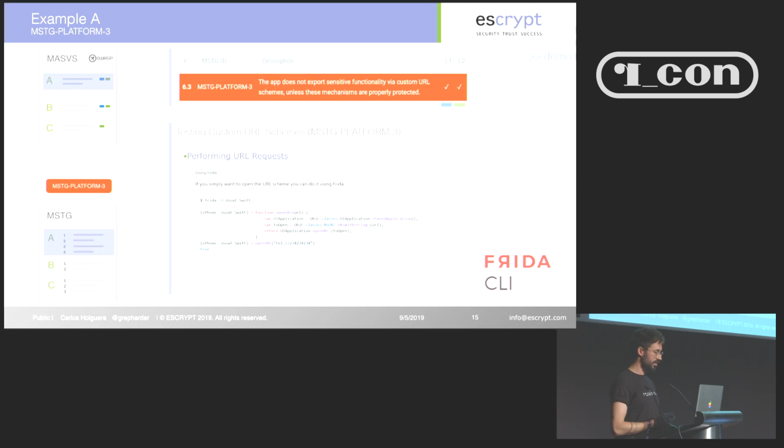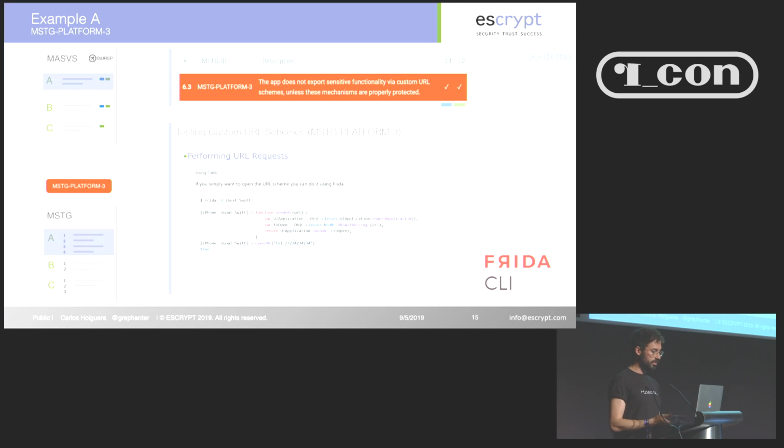So for this, I've picked three of the security requirements. We will call them here A, B, C, but actually you will see that they are, for example, platform 3 in this case. So here it says the app does not export sensitive functionality via custom URL schemes unless these mechanisms are properly protected. And this is level 1 and level 2.